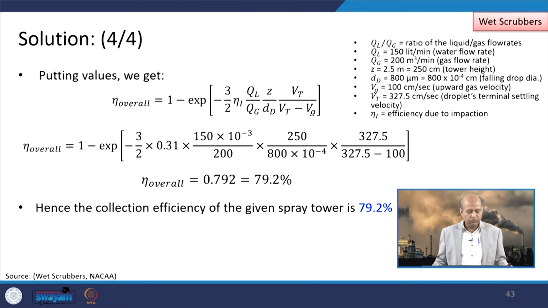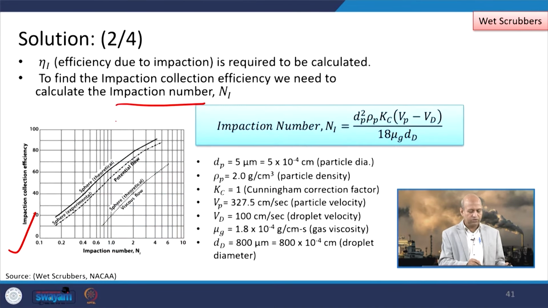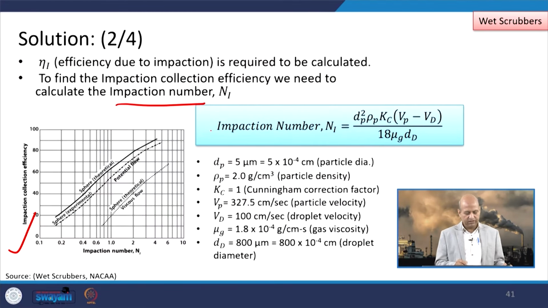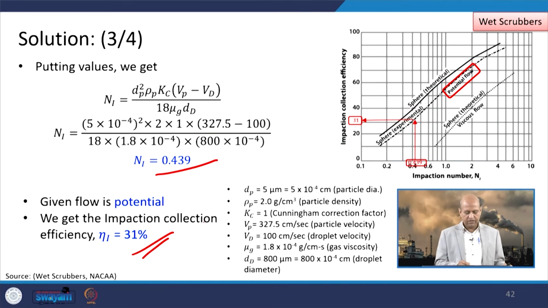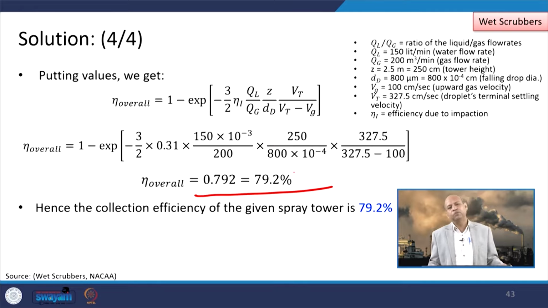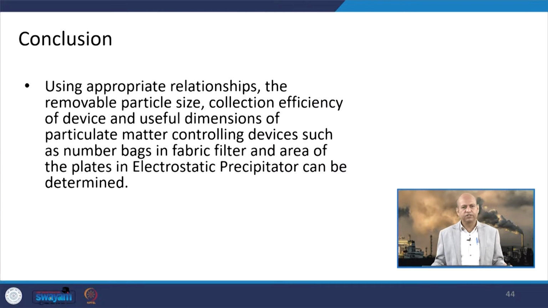Then we put those values in the eta overall relationship. Eta 1 you have calculated from this particular graph, so we put the value of eta 1 here along with the other values, Vt, Vg, etc., and we calculate the overall efficiency as around 79.2%. That is the overall collection efficiency of this spray tower to remove particulate matter of the given size. So, this is the way to calculate either the efficiency of a device or a particular size of particle which can be removed efficiently.